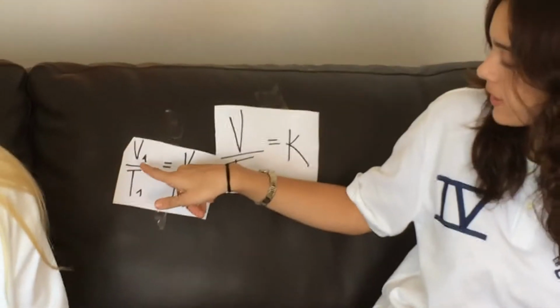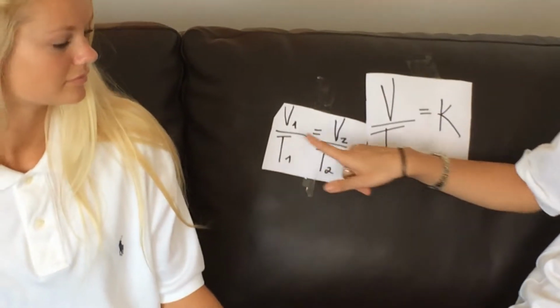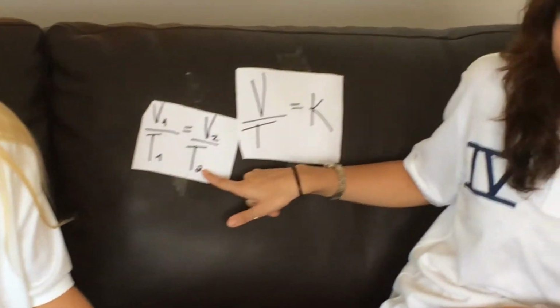Therefore, the initial volume divided by the initial temperature will equal the final volume divided by the final temperature. But make sure the temperature is in kelvins first, otherwise you won't get the right results.